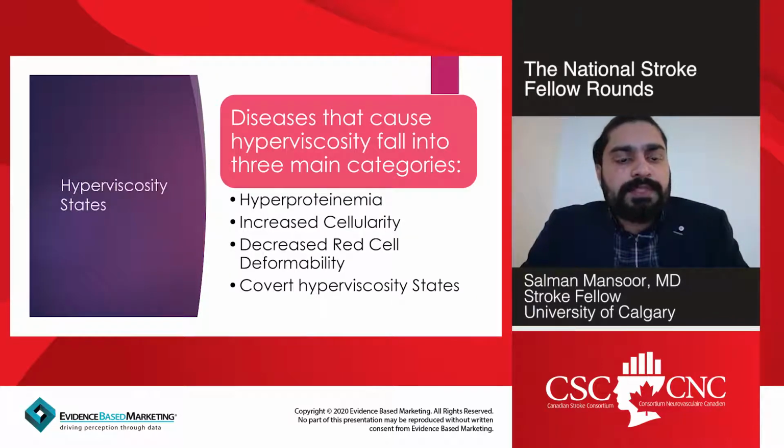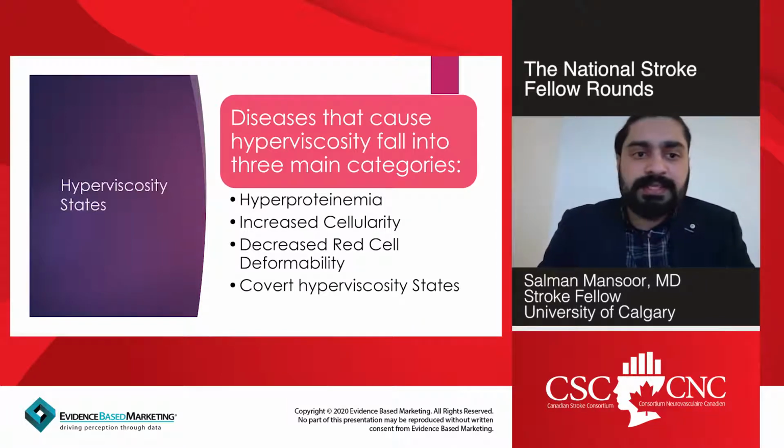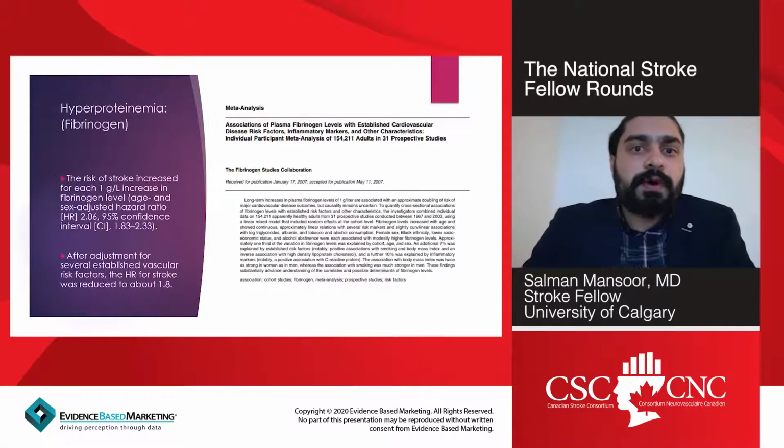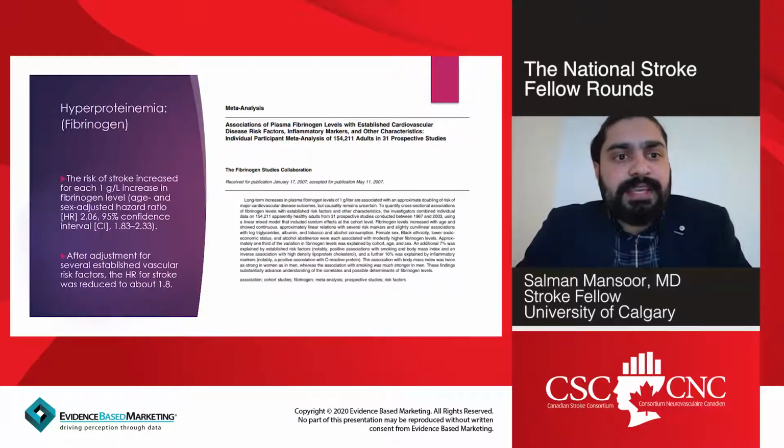So the hyperviscosity states are mainly divided into these types: diseases that cause increased protein levels, increased cellularity, decreased red cell deformability, and covert hyperviscosity states. These are a few of the examples and the evidence which supports these states.